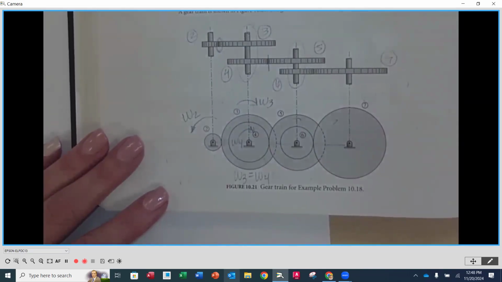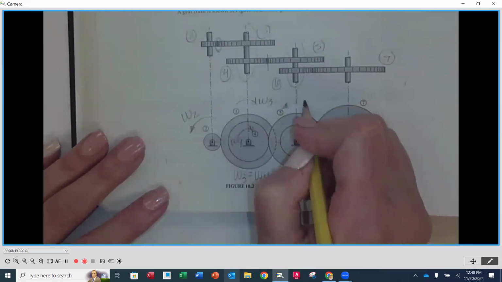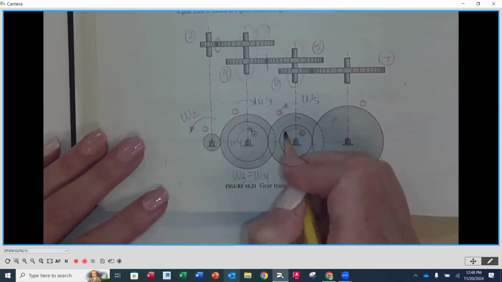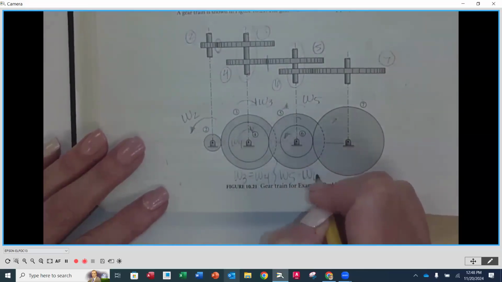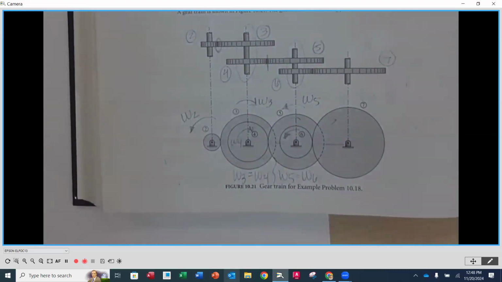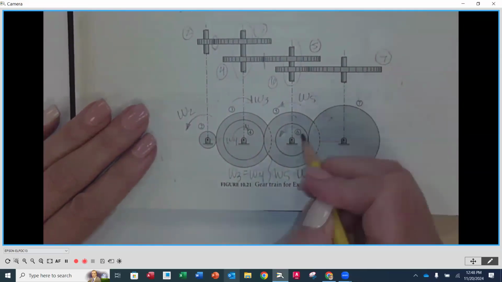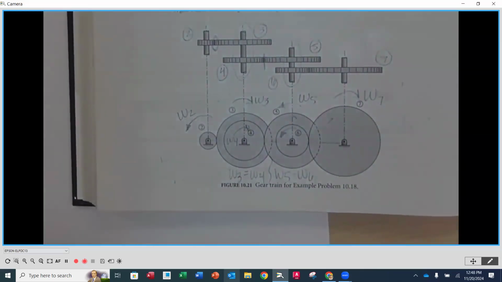Now, 4 is engaged with 5. So if 4 is going in a clockwise direction, that means that 5 has to come back and go counterclockwise. So W5 is going to go counterclockwise. That would mean that the angular velocity W6 is also going to go counterclockwise. So that means that W5 is equal to W6, both in its magnitude and direction, because they're on the same shaft. And then because 6 is engaged with 7, if 6 is going in a counterclockwise direction, 7 is going to go back clockwise. Okay?